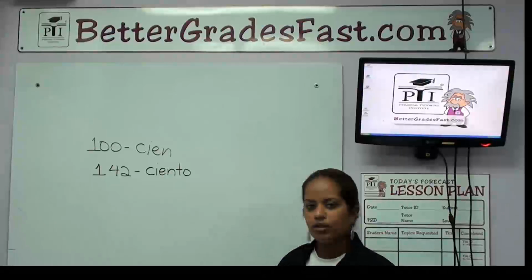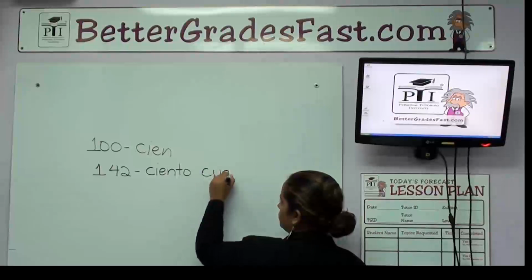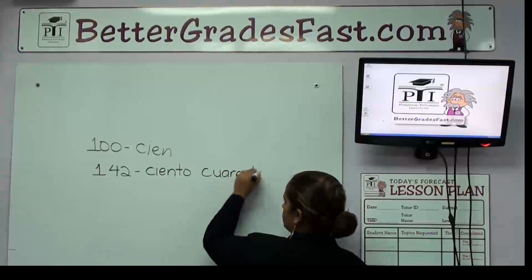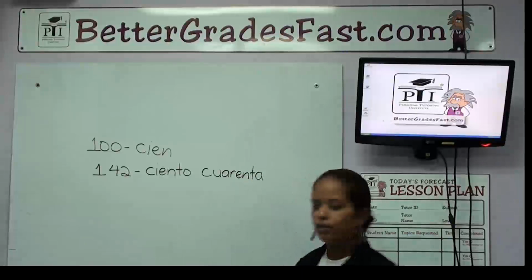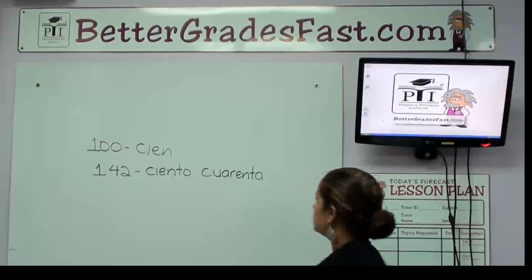We know that 40 is 40. And finally, when we are adding another digit, we say y and the digit, y dos.